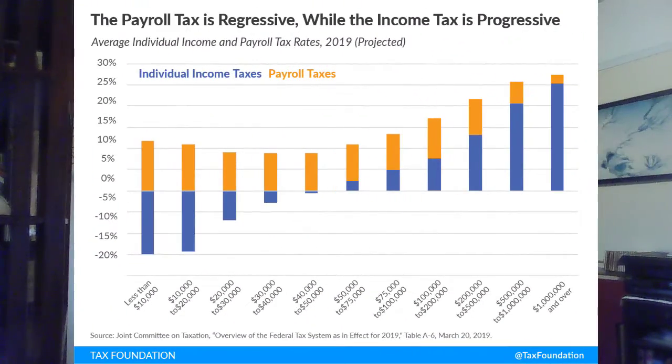Let's look at another chart. This is the last one, and this is attempting to be balanced, and it's attempting to say, hey, the real truth is a little of both. And I like how they did this with the two colors, the orange bars show the payroll taxes, and the blue bars are income taxes.